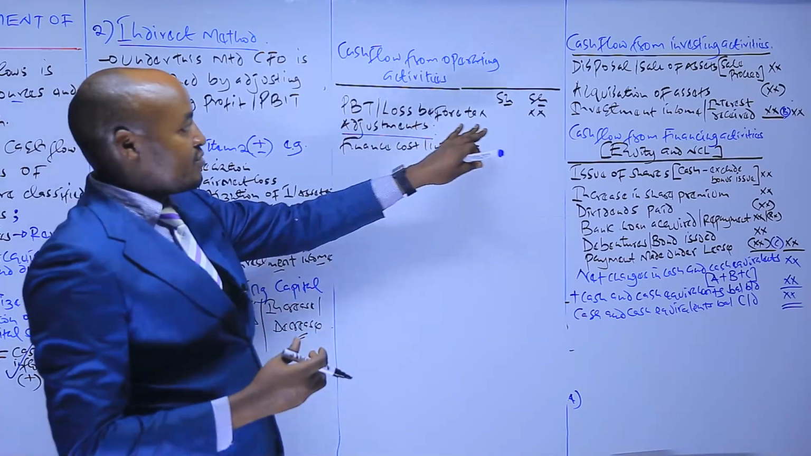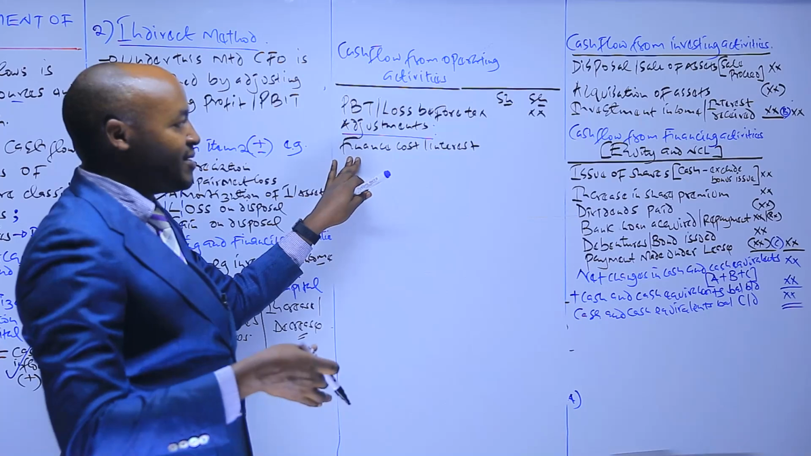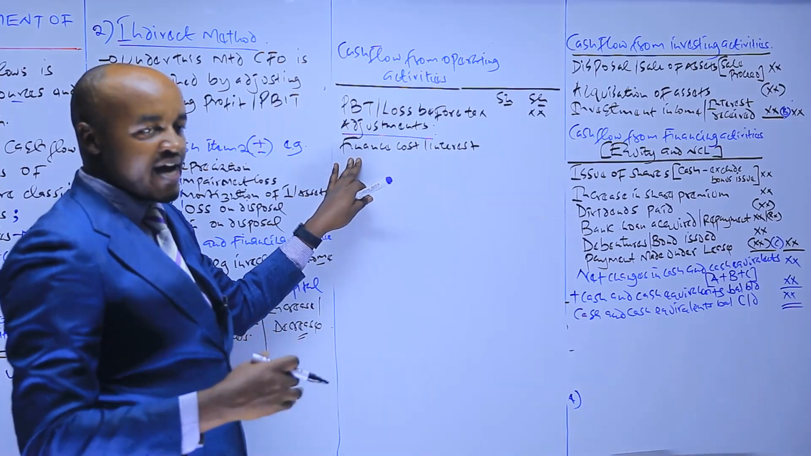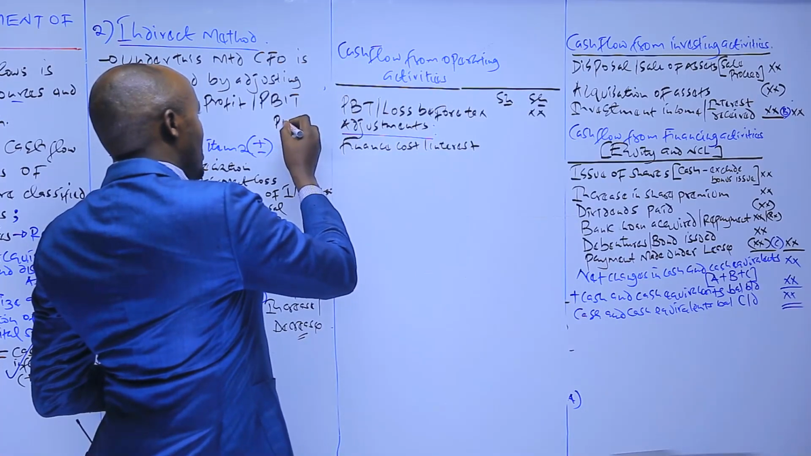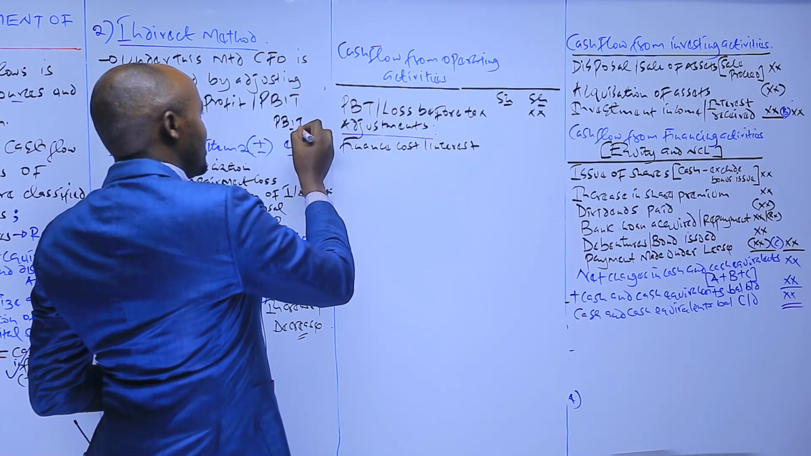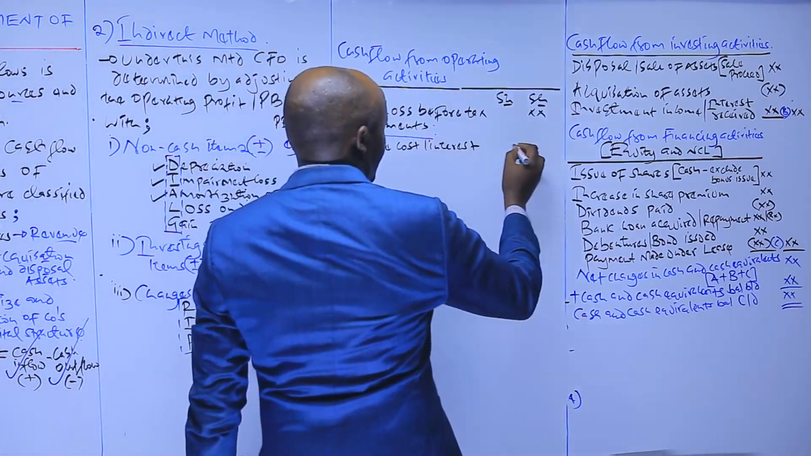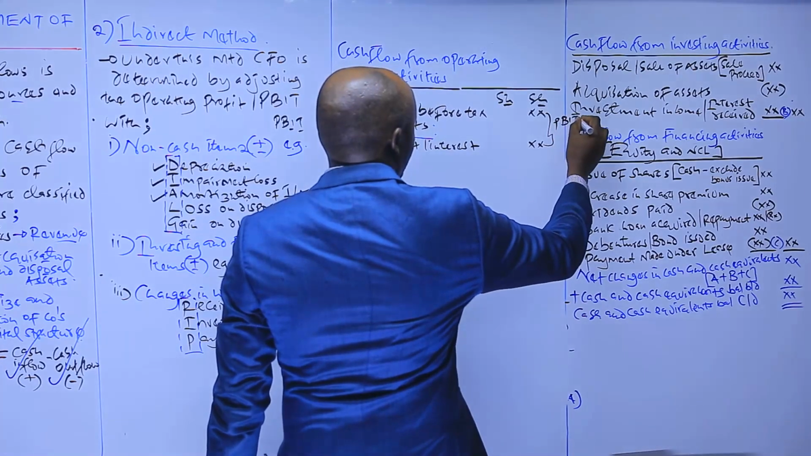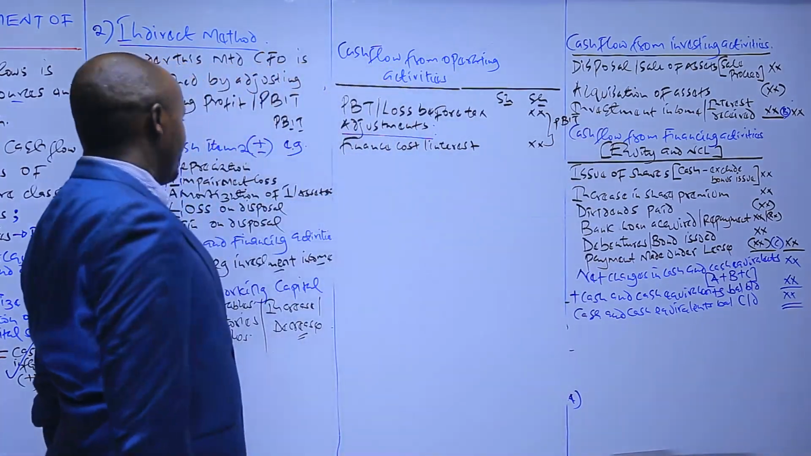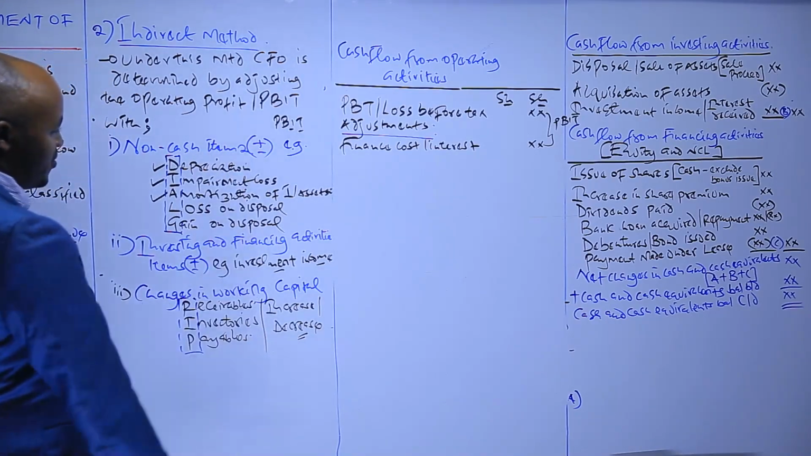So what you do, start with the profit before tax, and then the first adjustment, you add back interest. So why are you adding back interest? You are adding interest such that you'll now have profit before interest and tax. That's why, first of all, we add back the interest. And now we have the profit before interest and tax. And then to that particular profit, you now adjust these particular items.